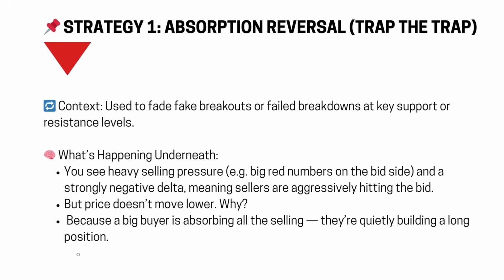Well, we are seeing heavy selling pressure, for example big red numbers on the bid side, and a strong negative delta, meaning sellers are aggressively hitting the bid, but price doesn't actually move lower. And why is that? Because a big buyer is absorbing all the selling. They're quietly building a long position. So let's look at a possible long and short trade scenario.